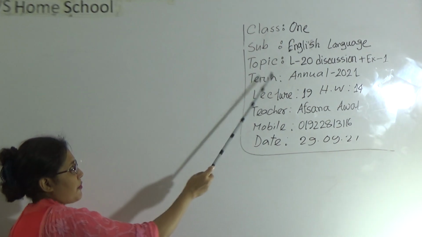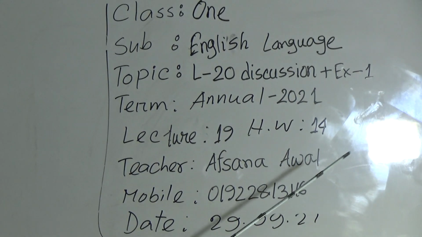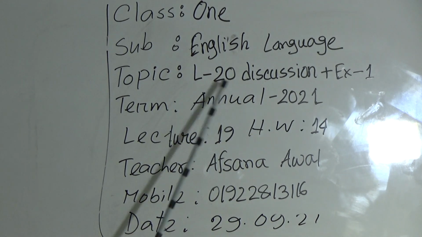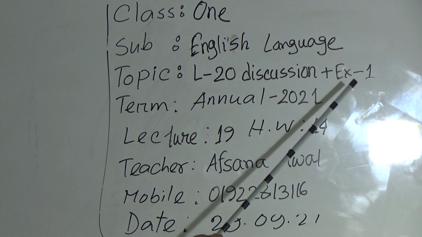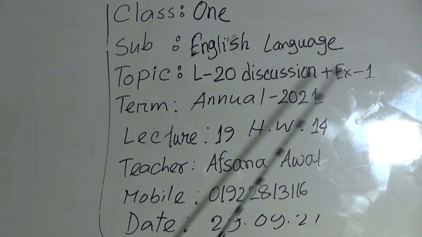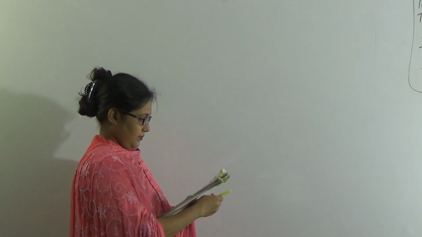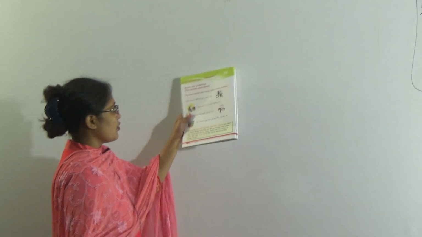This is today's topic. Our topic today is lesson 20 discussion and exercise 1. That means today we will discuss lesson 20 and we will do exercise number 1 of this lesson. Now let's start our class. Students, just look at the board.